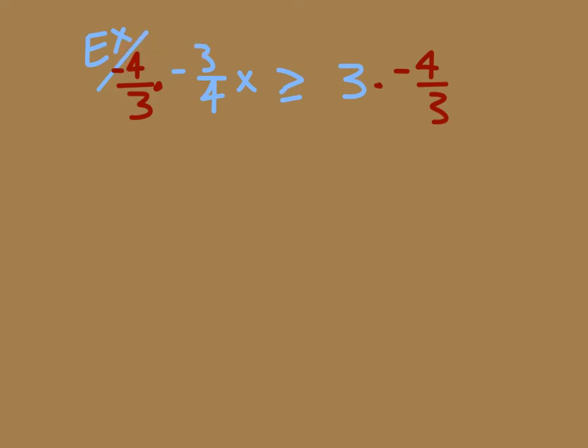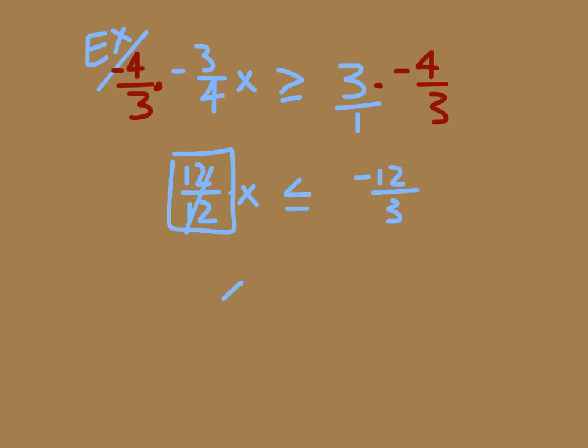Let me show you what I get here. I get -4 times -3 is 12. I get 3 times 4, which is 12, times x. Because I multiplied by a negative, I want to reverse my inequality symbol, so it's less than or equal to. Then I'm going to put this over 1. 3 times -4 is -12. 1 times 3 is 3. Now, what you have over here is 12 divided by 12. That becomes 1 and divides out, so you're simply left with x on the left side. And that's going to be less than or equal to -12/3, which is going to give us -4.